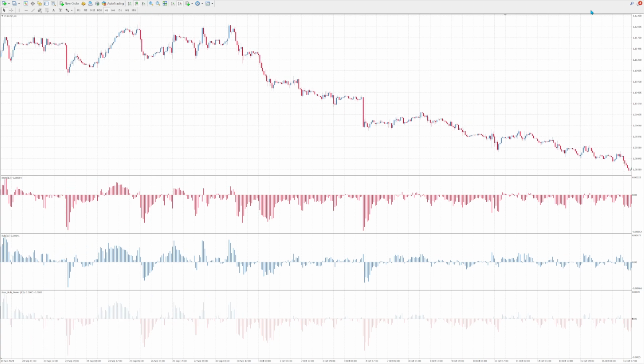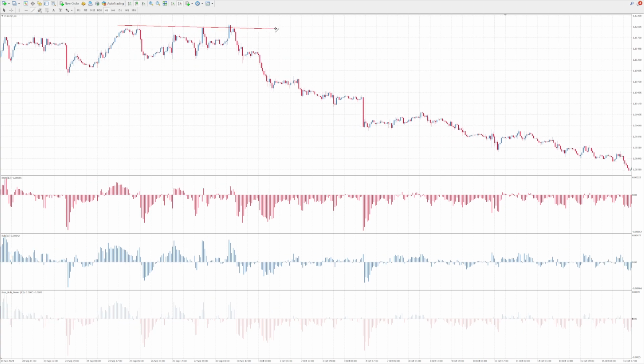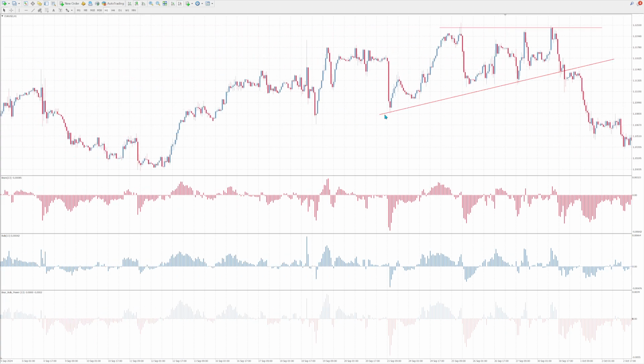Well, this is a euro dollar 1 hour chart you see here in the MT4 platform. You can use this strategy on any trading instrument and any chart time frame. The first thing I do is I look for resistance and I look for support. You can see at this stage in the market, we have this support line up here. We had this resistance triple top formation there.